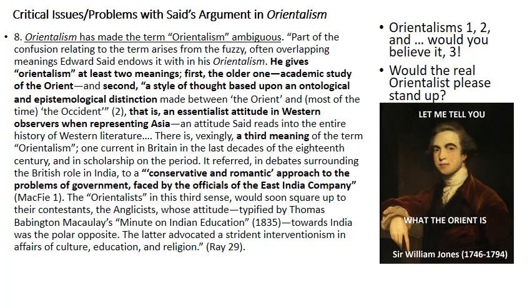Part of the confusion relating to the term Orientalism arises from the fuzzy, often overlapping meanings Edward Said endows it with in his Orientalism. He gives Orientalism at least two meanings. First, the older one, an academic study of the Orient, and second, a style of thought based upon an ontological and epistemological distinction made between the Orient and, most of the time, the Occident. That is an essentialist attitude in Western observers when representing Asia, an attitude Said reads into the entire history of Western literature.